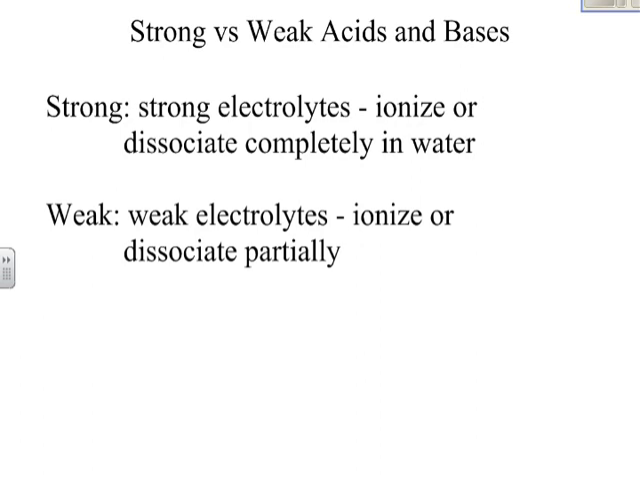All right, comparing strong versus weak acids and bases. Well, this goes along with the idea of strong electrolytes and weak electrolytes. So a strong electrolyte is something that's going to produce a lot of ions in solution. So a strong acid or a strong base will break apart or ionize completely in water. So hydrogen chloride, for instance, that we saw before, when you put that in water, it breaks apart 100% into hydrogen ion and chloride ion.